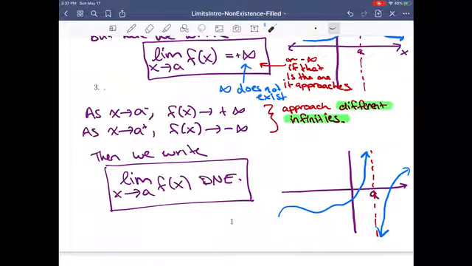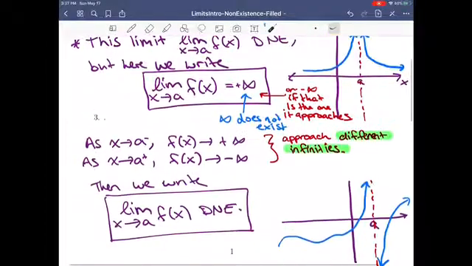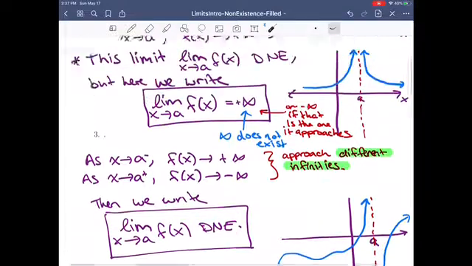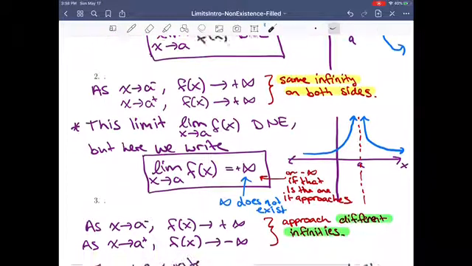So we use DNE when they're not the same. Here they approach different numbers. Here they approach different infinities. That's when we write DNE. If they approach the same infinity, whether it be positive or negative, it still doesn't exist because infinity doesn't exist, but we write equals whatever infinity they approach. Okay, so that's the idea. Let's do some examples.